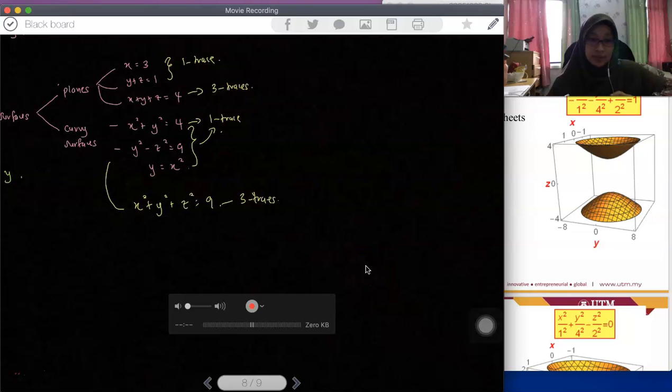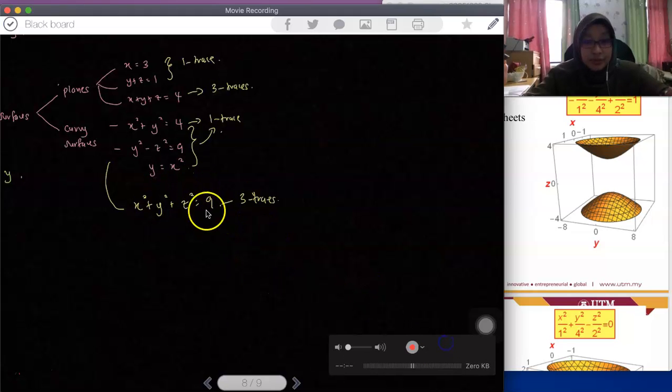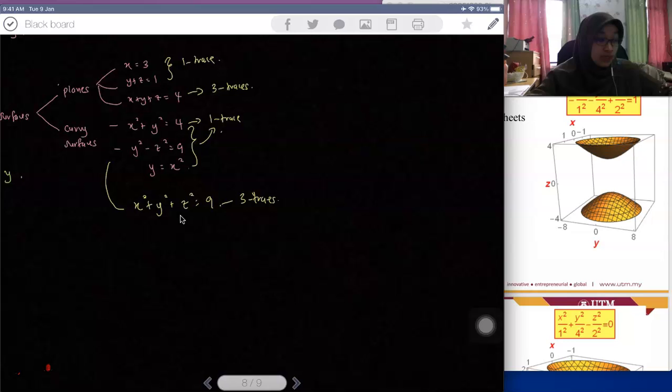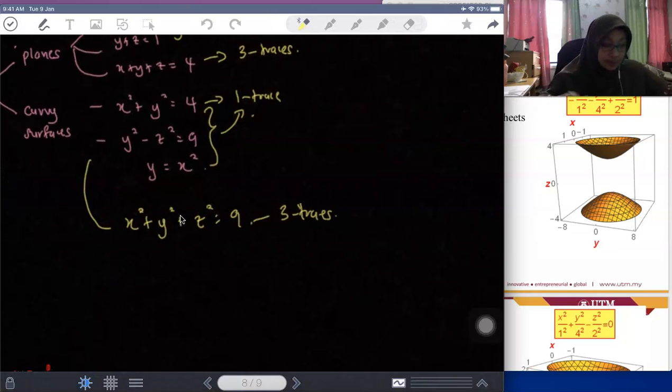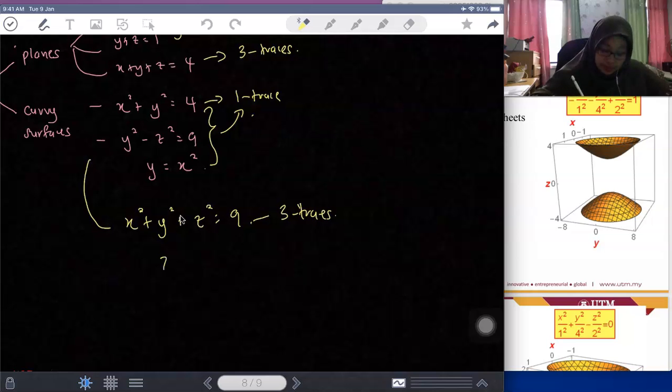Okay, so next, this is the surfaces that we've done so far. For 3 traces on the spheres, I already shared with you how to sketch some spheres previously. So next, maybe I give you another equation where the total variable is 3. Okay, so next, what is the shape of this particular graph?